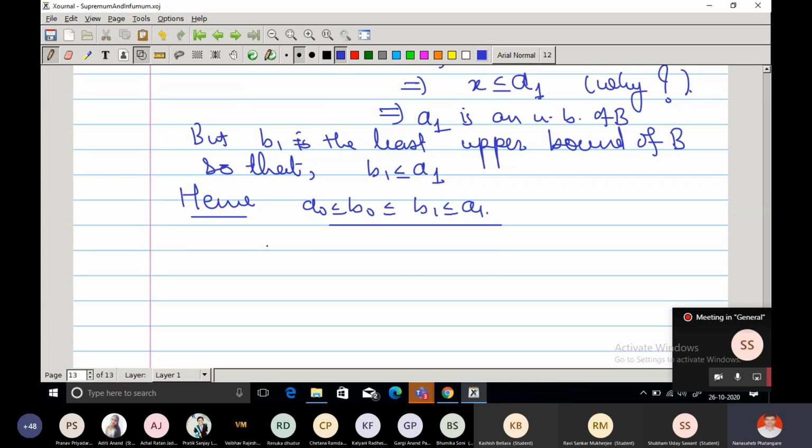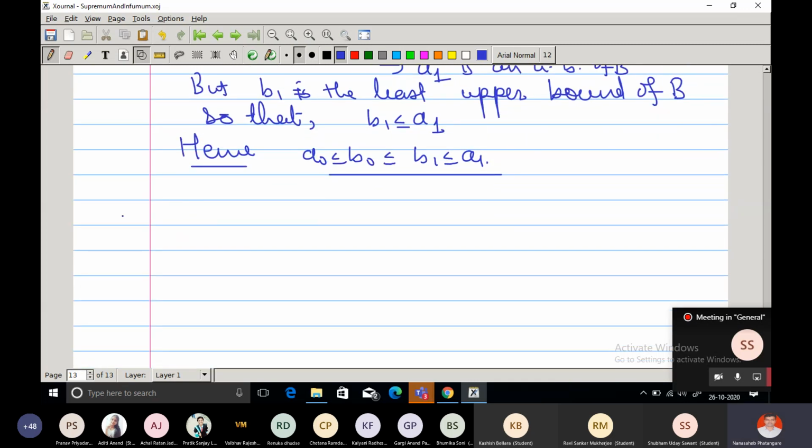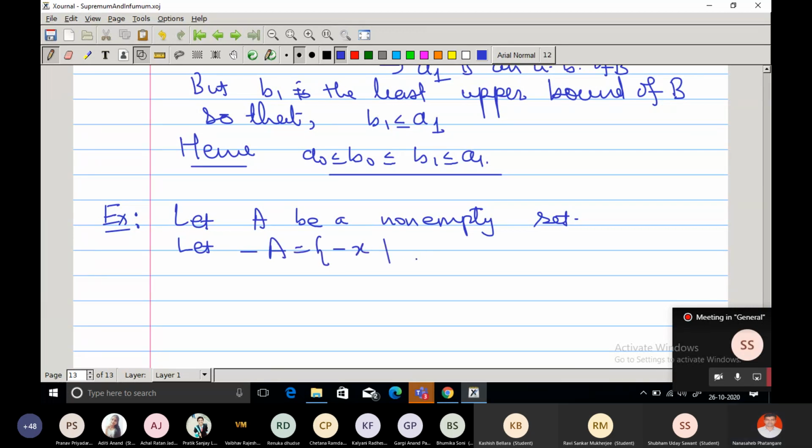This is about subsets, right? The relation between supremum and infimum of a subset. Now we want to think about something else. Let A be a non-empty set. Let minus A be the set of negatives of elements of A, right? It is a non-empty subset of R. When we say negative and positive, that means we are dealing with real numbers.